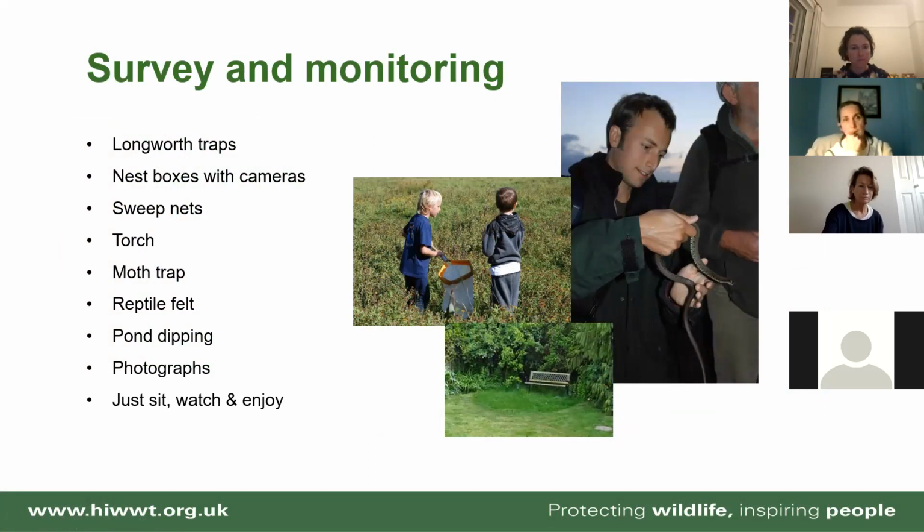So what I always suggest, if you're going to start looking at the school grounds, is to do a bit of a survey and find out what's already there. And you can do this with the children. There are different methods you can use. If you want to do some small mammal surveying, you can use Longworth Traps. Those are humane traps that you set up for small mammals to go into at night, and then you can check them in the morning to see what you found.